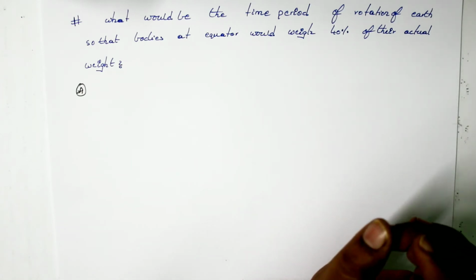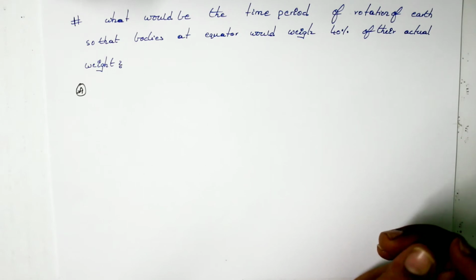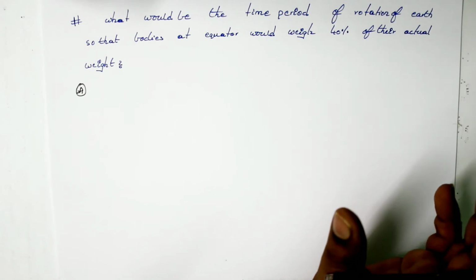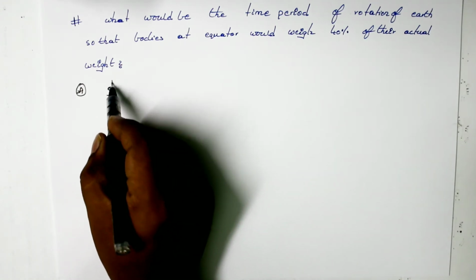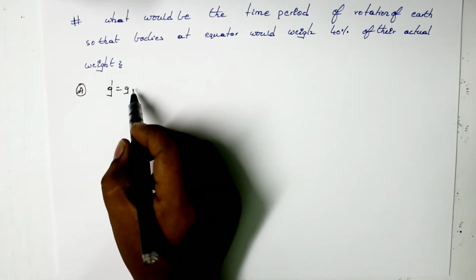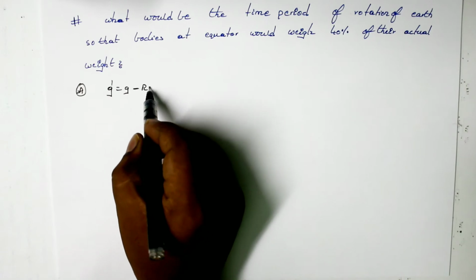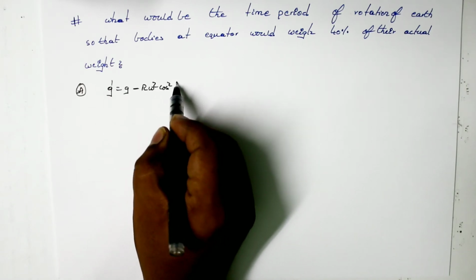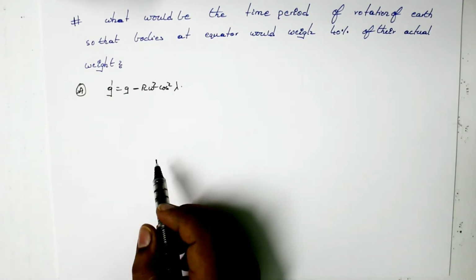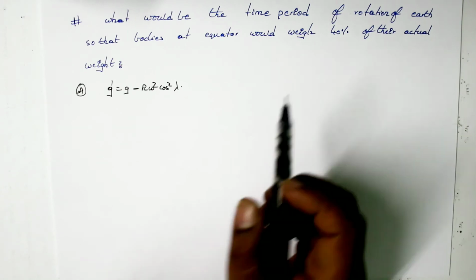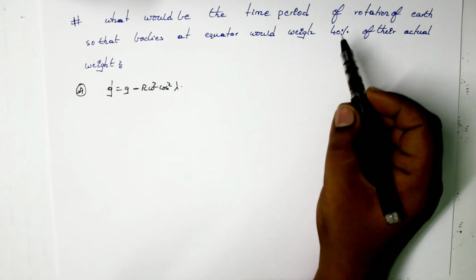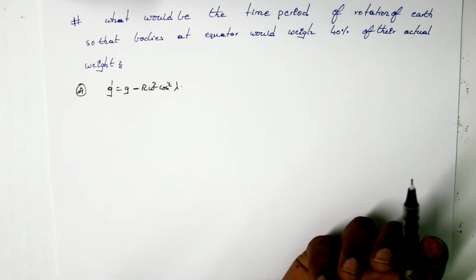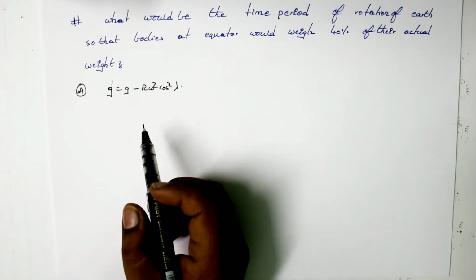Due to rotation of Earth, we have already derived an equation for acceleration due to gravity: g dash is equal to g minus r omega square cos square lambda. So this equation we have already derived. Now the weight has become 40%, so the g value also should become 40%. Then only the weight should become 40%.